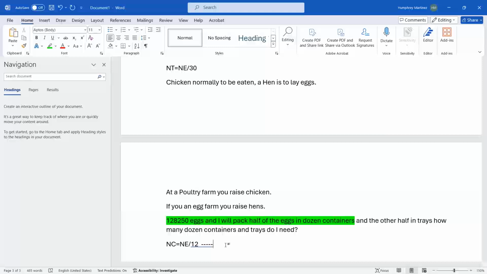Entonces, you want to pack, quieres empacar la mitad de esos huevos en contenedores de 12, y la otra mitad en bandejas de 30 huevos. Entonces, ¿cuántos contenedores de 12 huevos necesitas? You know how to do it, Fabricio? You will have to do 128,250 divided by 2, y después divided by 12. Okay?